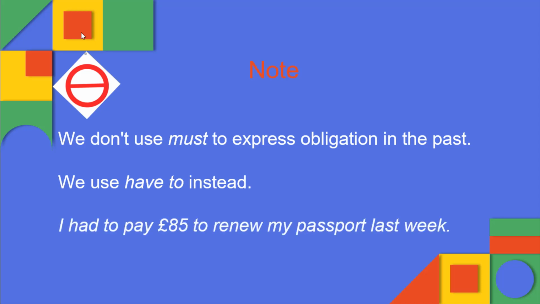I had to pay 85 euros to renew my passport last week. Yo tuve que pagar 85 euros para renovar mi pasaporte la semana pasada. Entonces, el must lo vamos a utilizar para hablar de presente y de futuro, ¿ok? Para el pasado vamos a utilizar el had to.